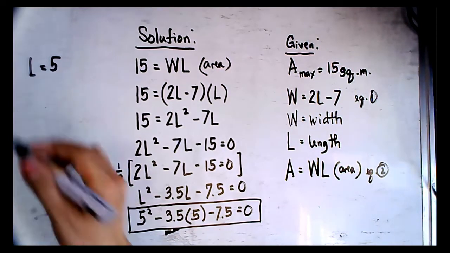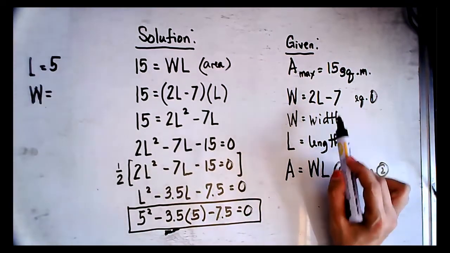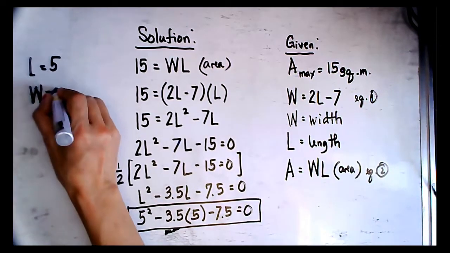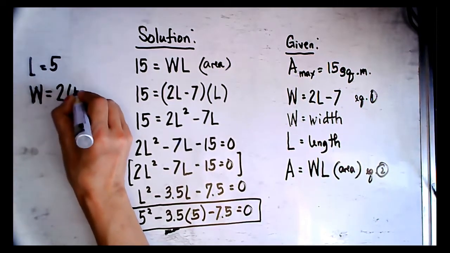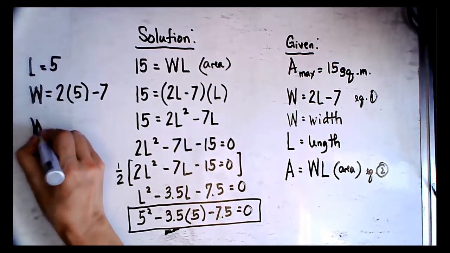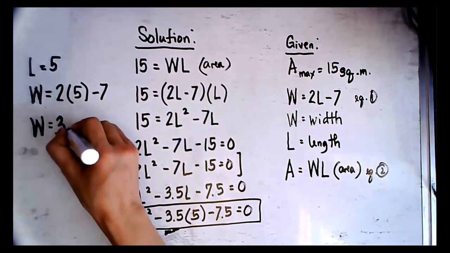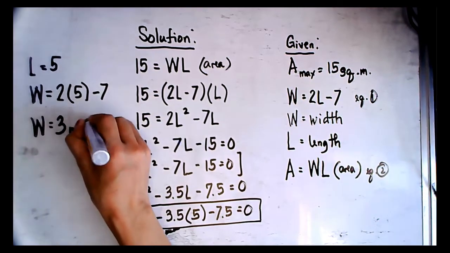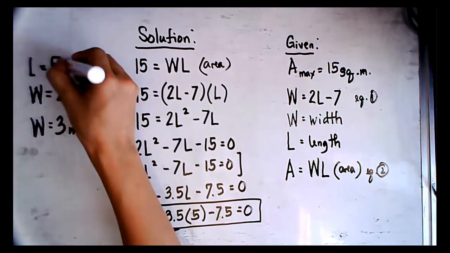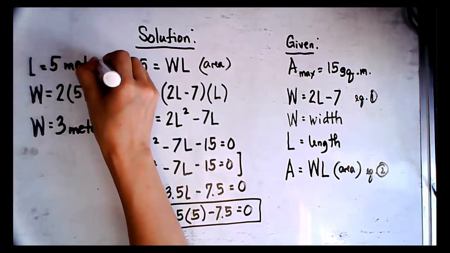If you are going to find W, all you have to do is multiply. W is 2L minus 7. So 2 times 5 minus 7, and W is equal to 3. And do not forget to write down the unit. The unit for width is in meters, and the unit for the length is also in meters.